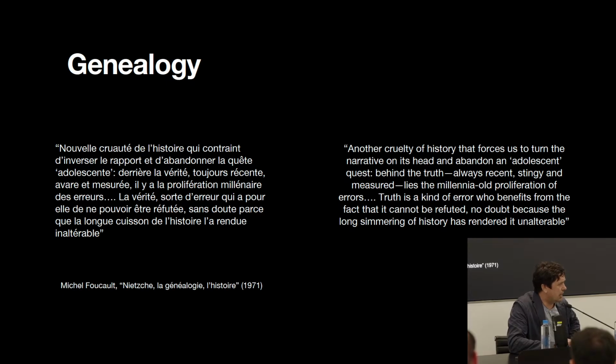In this article, I briefly translated. Here you have the English on the right-hand side. Quote: "Another cruelty of history that forces us to turn the narrative on its head and abandon an adolescent quest. Behind the truth, always recent, stingy and measured, lies the millennia-old proliferation of errors. Truth is a kind of error that benefits from the fact that it cannot be refuted. No doubt because the long simmering of history has rendered it unalterable." So this idea that looking for an origin that holds a certain essence, a certain truth, is misguiding.